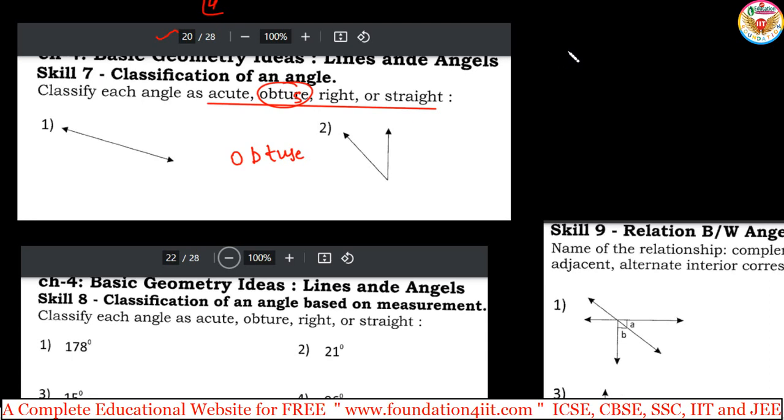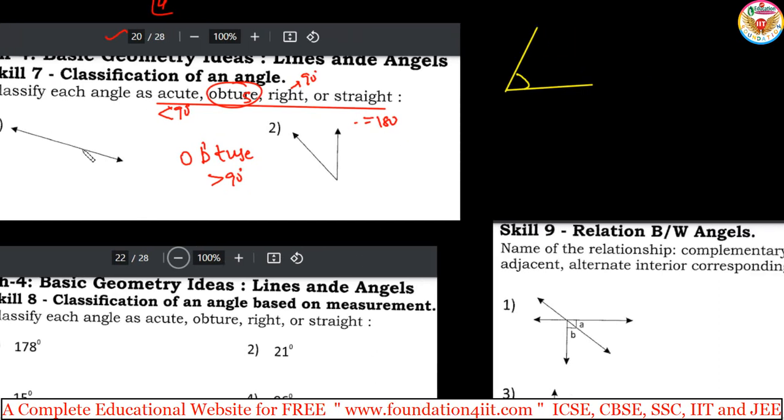If an angle is less than 90 degrees, it is acute. Obtuse is greater than 90 degrees. A right angle is exactly 90. A straight angle is equal to 180 degrees. Generally this is perpendicular: one line is perpendicular to the other line, exactly equal to 90. If an angle is less than 90, like 60 to 89, it is acute.